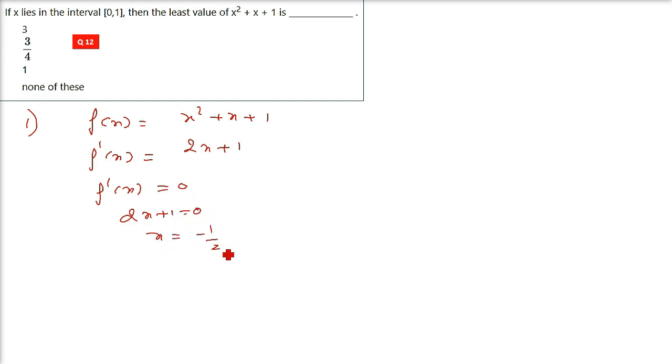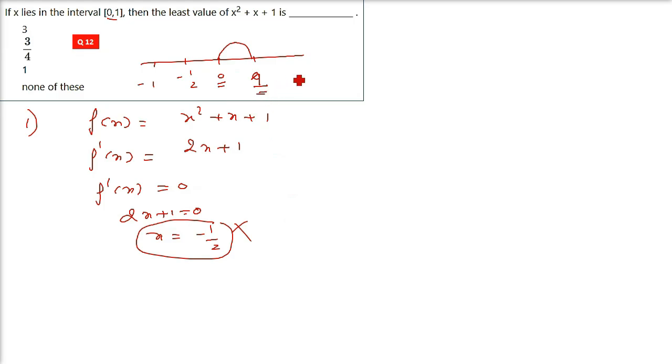Now here is the problem. The problem is that x lies in the interval 0 to 1. It is already given in the question. But x equals negative half is not lying in this interval, because x can only lie between 0 and 1. So we have no other option but to check the least value of this function only at the corner points, or the end points, or the extreme points, or the interval points.